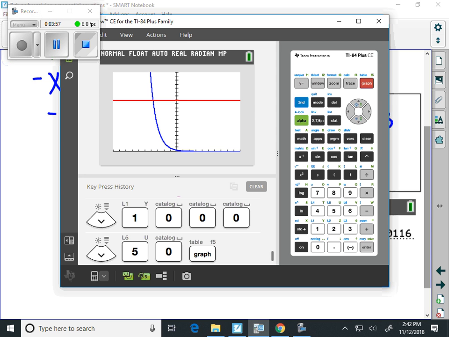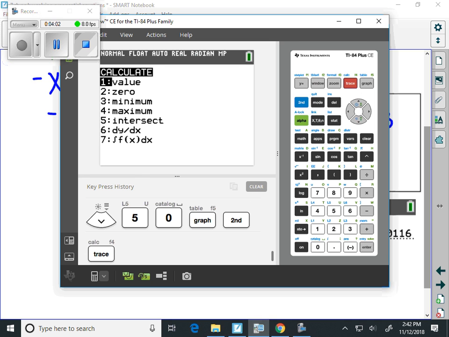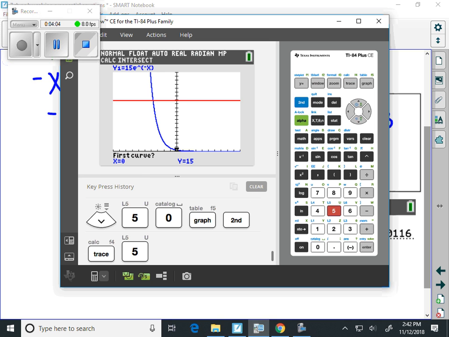Now that we see that, we're going to go to second and trace. That gets us up to calculate. Number 5, the intersect. And then I'm going to scroll until I'm a little bit closer to where they intersect. I'm going to go here and enter. When it jumps over, I tend to leave it wherever it lands on that second curve. I'm going to press enter. And then the third one is our guess, and we enter. And that's going to give us our value.